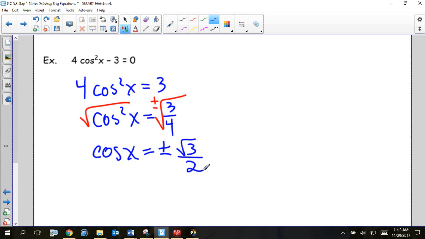So where is cosine negative or positive? Radical 3 over 2. Let's just ask this question. Where is cosine radical 3 over 2? Pi over 6. Now, when I talk about negative or positive, we'll be in all 4 quadrants, so we have 4 answers.